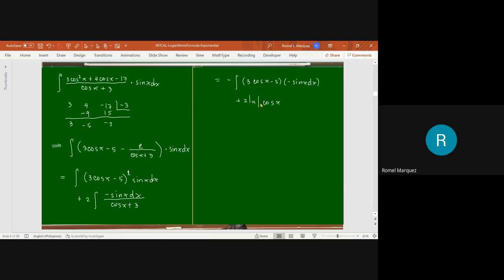The maximum value of cosine is what? 1. The minimum value is negative 1. Plus 3, it is still never negative. 3 is always bigger than the cosine. The lowest value of this is plus 3, positive. Plus c. That's it, guys. Time's up. You may go. The answer is 3 cosine x minus 5 raised to 2 over 2 plus 2 ln of cosine x plus 3 plus c. Okay.